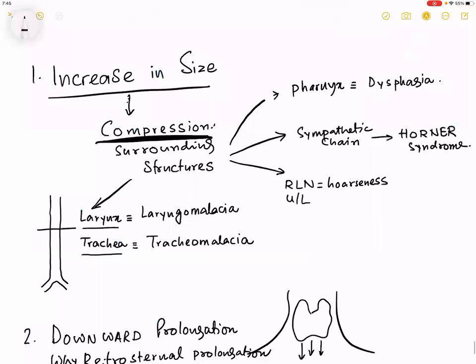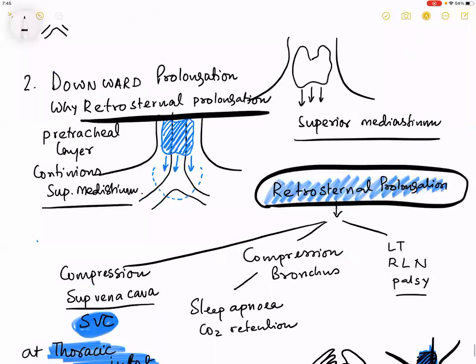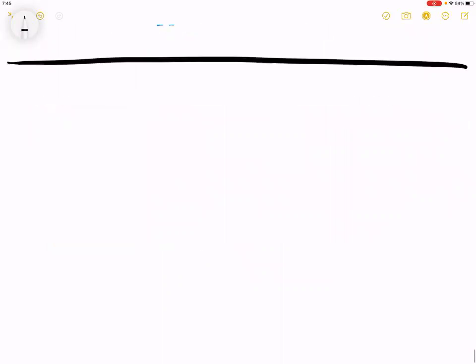Okay, right. So if you have understood up till this, what are the complications till now? Compression, retrosternal prolongation. Third is, someone of you said perfectly right, these nodules in the multinodular goiter.